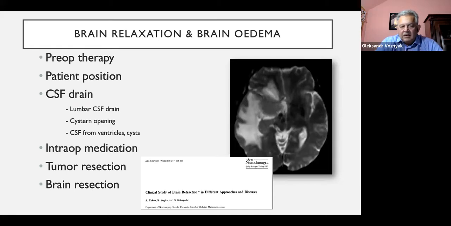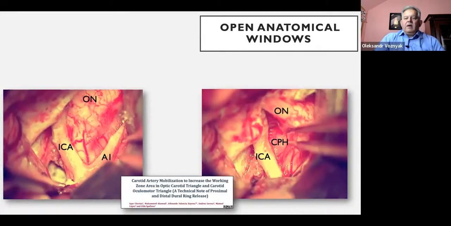Sometimes, very rarely, we must perform brain resections in some very rare cases, maybe, but sometimes we also must remember that it's of course an extraordinary measure, an extreme step, but sometimes it's wise to do it during meningioma removal. When I speak about the windows, I want to return to the so-called keyhole surgery.